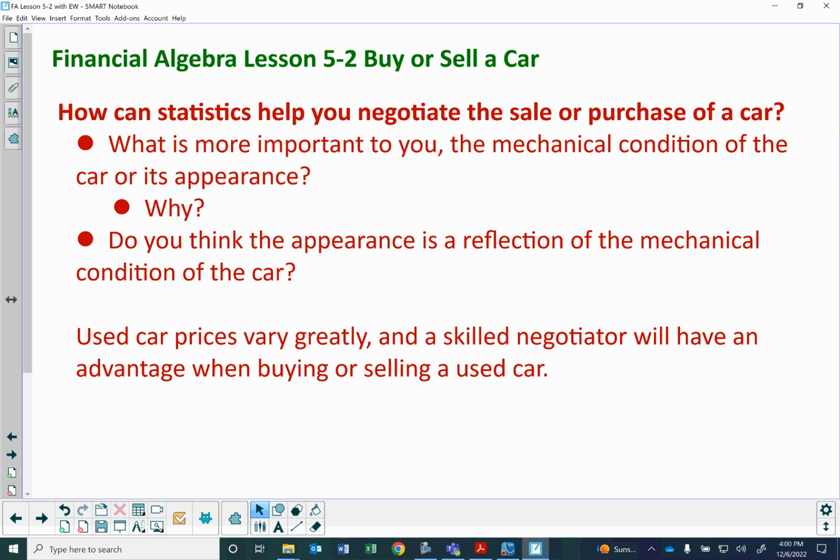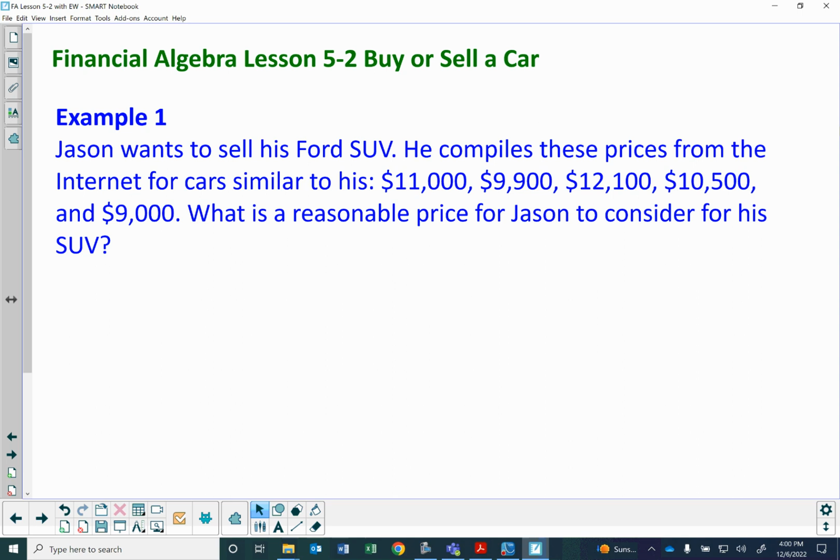Used car prices vary greatly, and a skilled negotiator will have an advantage when buying or selling a used car. So there are things to remember. So let's talk about a few things mathematically that we're going to do in this lesson.